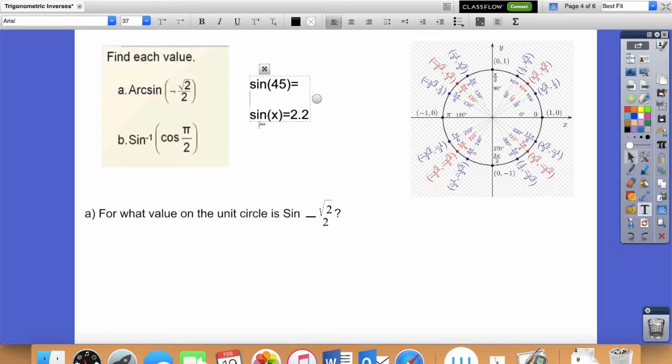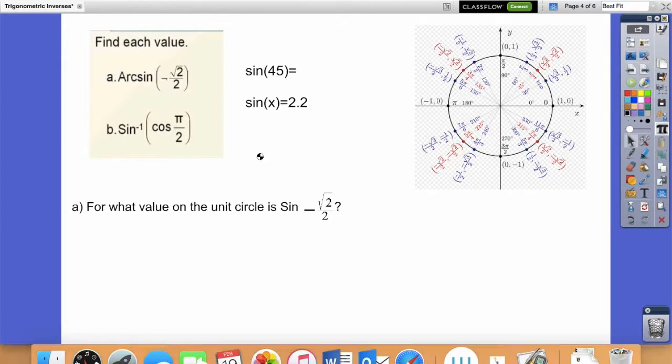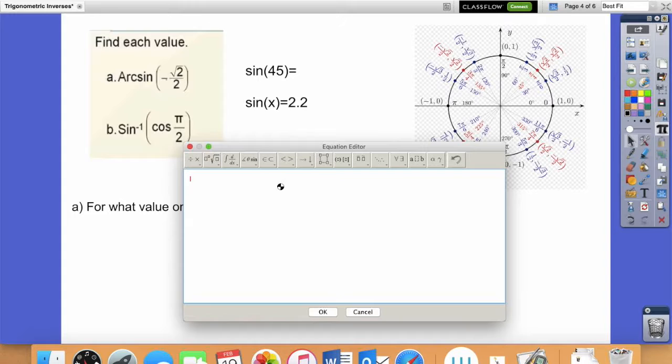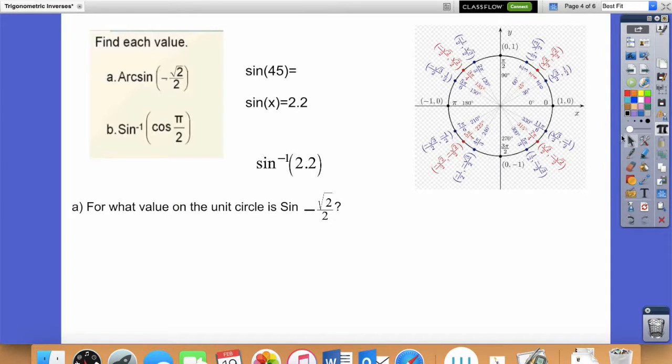When I wanted to know this answer, and I'm going to have to switch over to my math type here, in order to find this answer, we had to type into our calculator the inverse sine of 2.2. And that would give us our answer of what that angle was. So when I have my inverse sine or arcsine with the number, that means we're looking for the missing angle measurement.